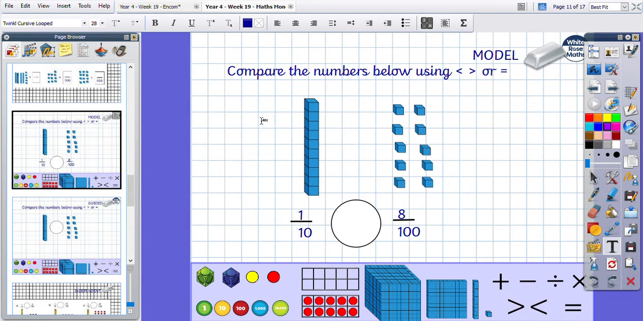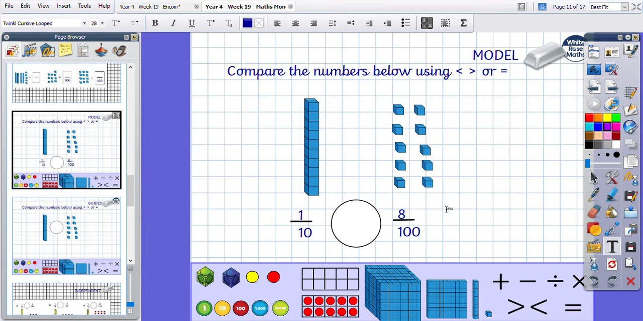For silver then, we are moving into comparing numbers. So we're using our crocodiles, our greater than, less than or equals to sign. Okay, so I've already shown here as a model that I have a 1/10 and I have 8/100ths, but I can't currently compare them because they've got a different denominator. This denominator is 10 and this denominator is 100. So I need to make them have the same denominator so I can compare them.